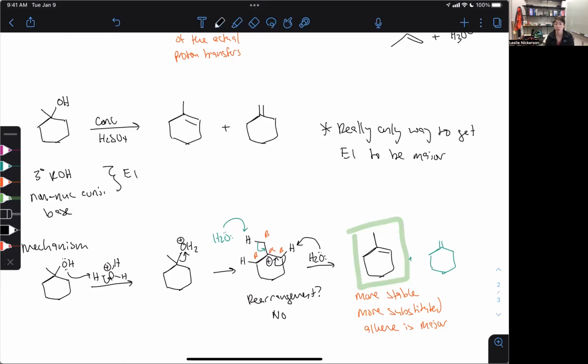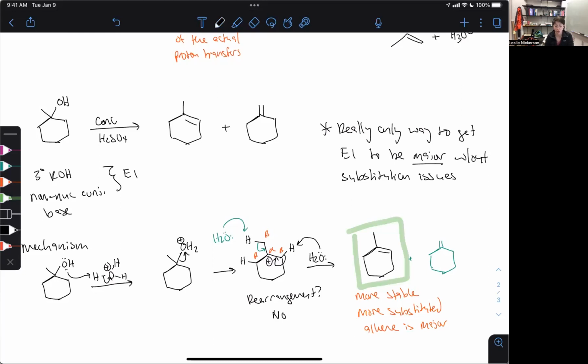Okay, so we talked about how when you do SN1 and E1 together, SN1 tends to be the major product. This is going to be a surefire way of getting E1 to be your major mechanism and major product, without any of those substitution issues.